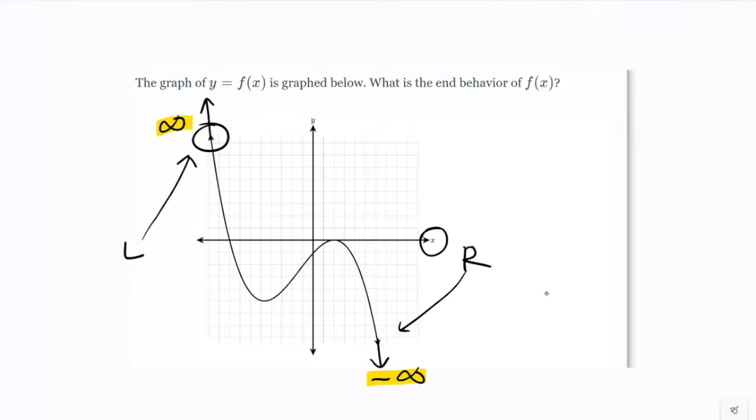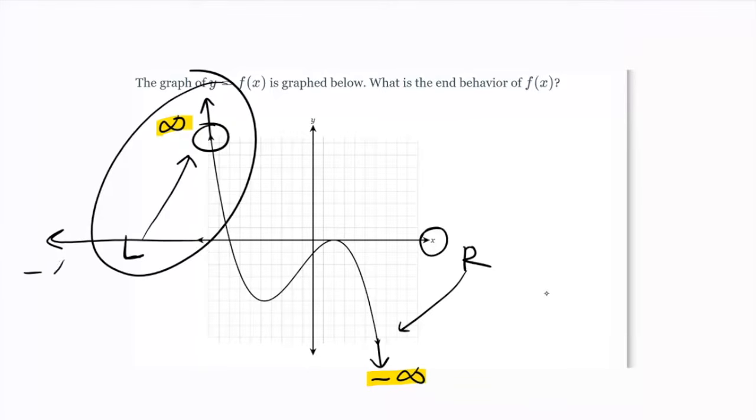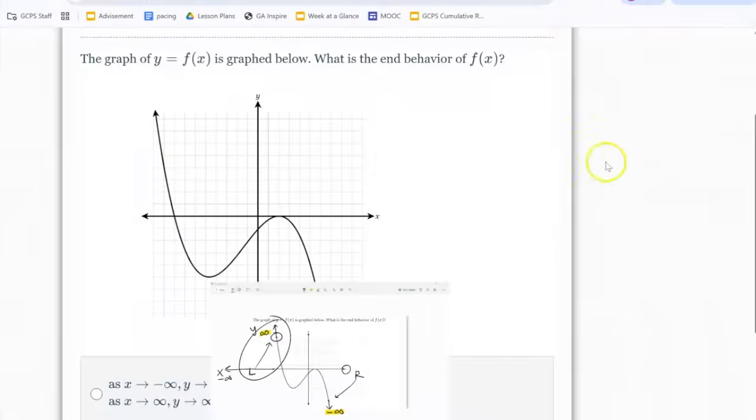I'm going to pick this one. I know that on the left, it's going to infinity. That's what I'm looking for. And then Y's are different. So on my left side, X is going which way? To negative infinity. So X is going to negative infinity, Y is going to positive. That's the answer I'm looking for.